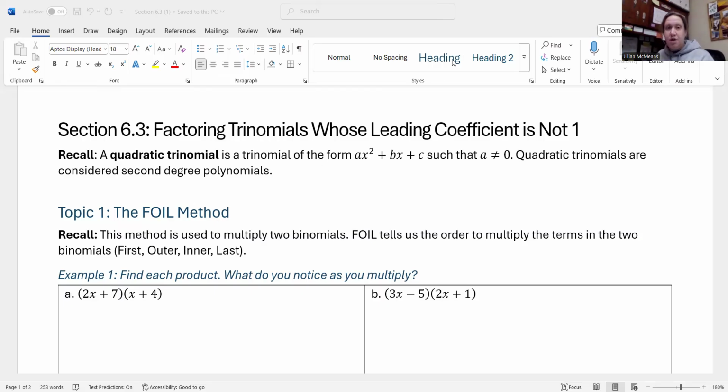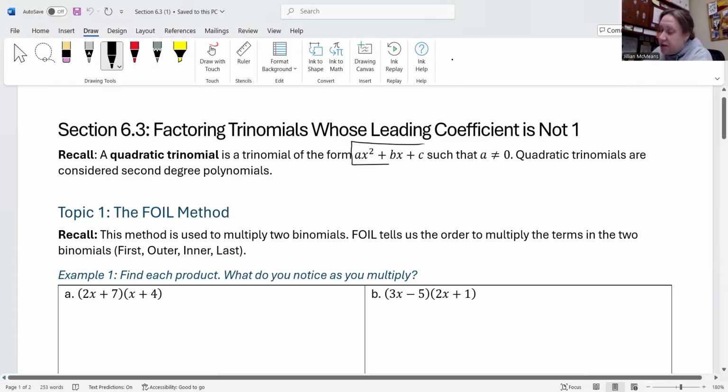In this section, we're going to talk about factoring quadratic trinomials again, but in this case, the coefficient of the squared term is not going to be 1. So, factoring trinomials whose leading coefficient is not 1. Now recall, a quadratic trinomial is a trinomial of the form ax squared plus bx plus c.